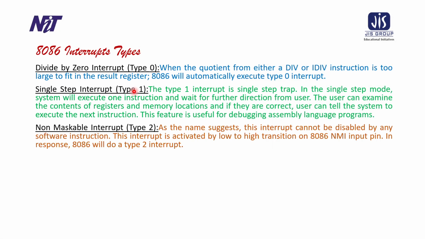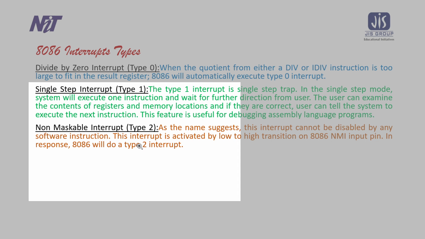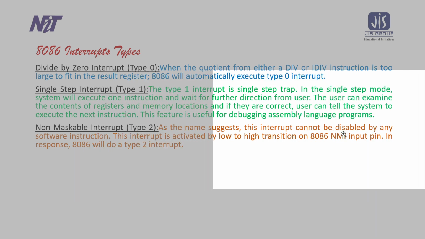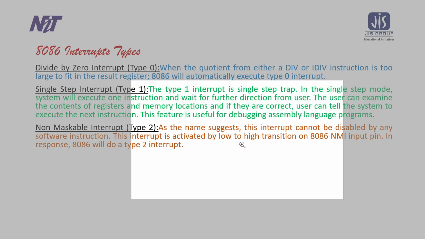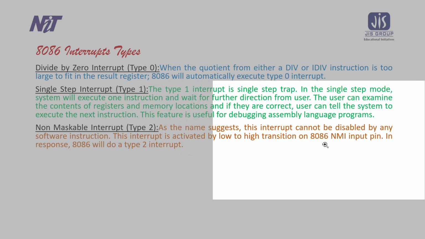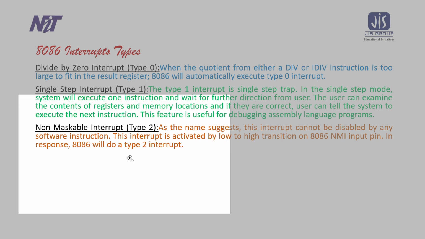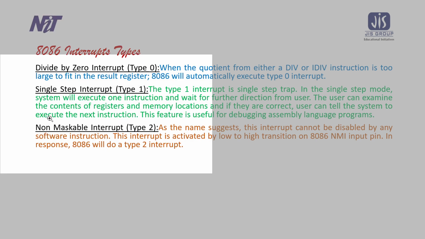Now I explain the type 2 interrupt, which is commonly known as the non-maskable interrupt. I explained the concept of maskable and non-maskable already in the 8085, so I'm not explaining it again. As the name suggests, this interrupt cannot be disabled by any software instruction. It is activated by a low to high transition of the 8086 NMI input pin. In response, the 8086 does a type 2 interrupt. So the type 2 interrupt is commonly known as the non-maskable interrupt.